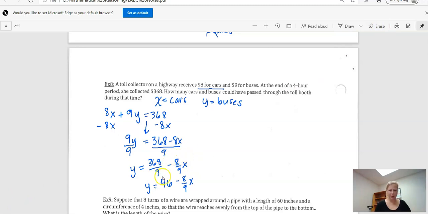I'm sorry, I made a calculation error right here. So let me go back and fix this real quick. 368 divided by 9. I accidentally did 368 divided by 8. You're not going to be able to reduce that. I'm just going to leave it. 368 divided by 9 turns out to be like 40.888, and we can't have a decimal when we're doing these type of problems.